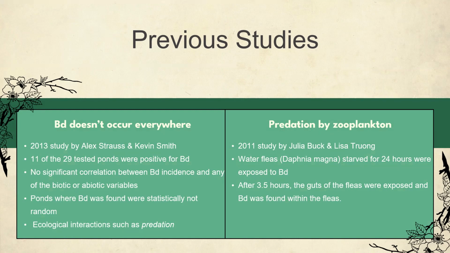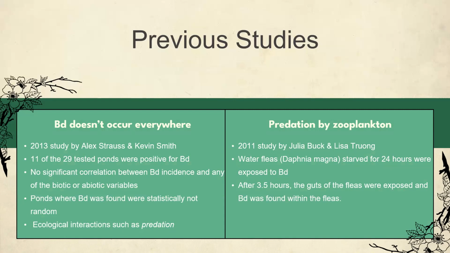So there was no conclusion that came out of the paper, but they did know that these occurrences weren't random. So at the end of the paper, they kind of suggested some things of why this was happening. And one of the things that they suggested was predation on Bd. And I found another paper, which was a 2011 paper, which showed that water fleas can actually eat zoospores. So water fleas were starved for 24 hours and then exposed to Bd, and then after 3.5 hours, the guts of the fleas were examined and Bd was found within the fleas.